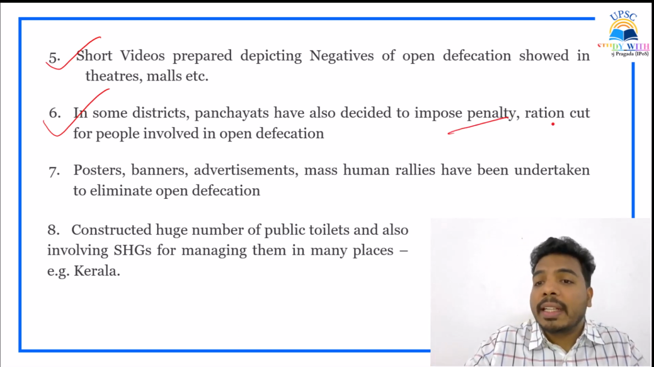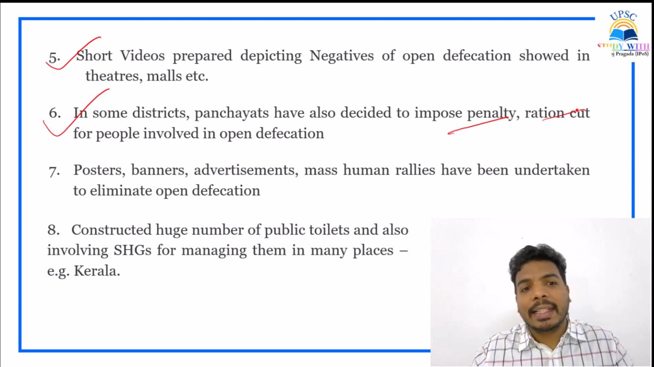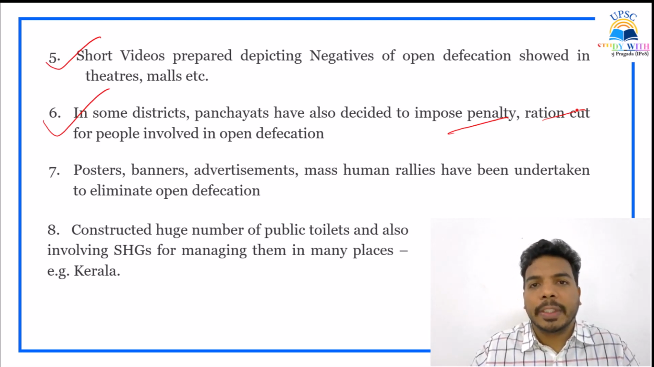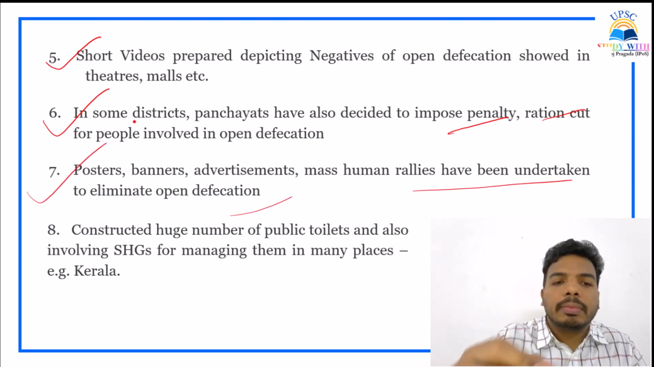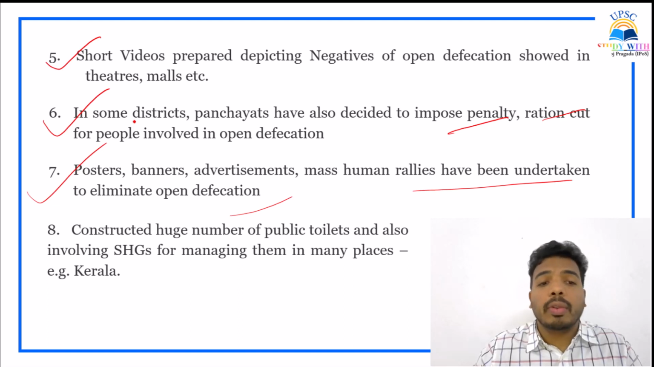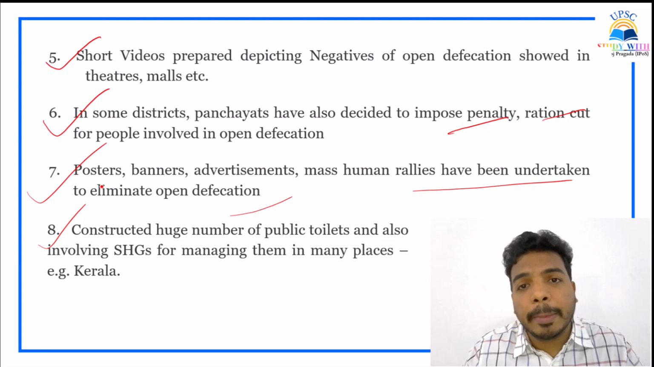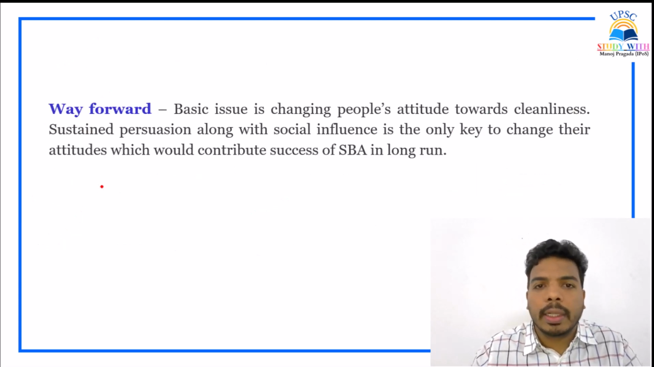Then to impose penalty, ration cuts. Some sarpanches have been aggressive. They have decided to impose a ration cut. If you go for open defecation, there will be no ration for you. Posters, banners, advertisements, mass human rallies have been conducted. At the same time, a huge number of toilets have also been constructed, and SHGs, in many places like Kerala, have been asked to maintain those toilets.